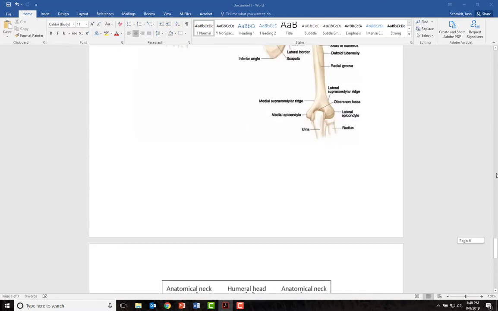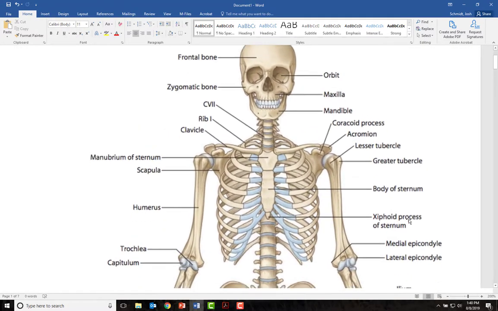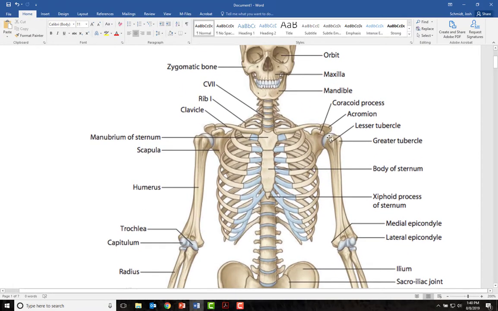And you might be able to see that if I zoom in on this guy right here. So if we zoom in here, again, you can see the lesser tubercle is oriented more towards the anterior aspect. The greater tubercle is a little bit more lateral.